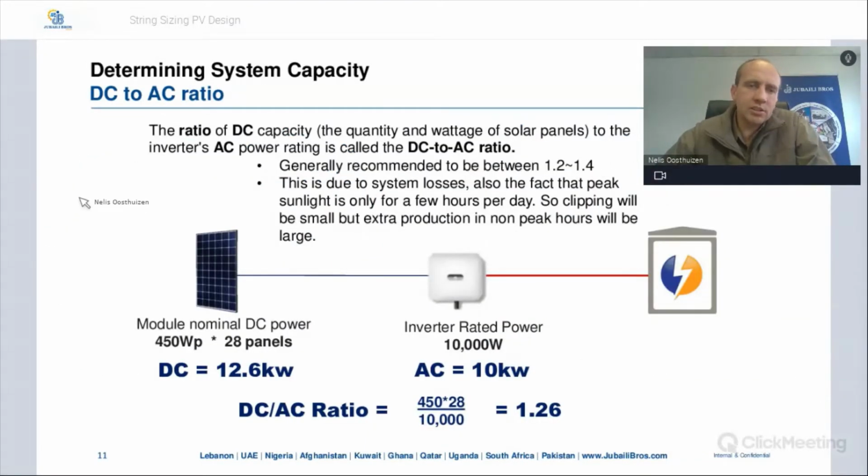So how is the DC to AC ratio calculated? If you've got a module of 450 watt peak and 28 panels, that means that your DC is 12.6 kilowatt, and your inverter is 10 kilowatt. You just take the 12.6 divided by the 10, and you get 1.26. So that's how you calculate your DC to AC ratio.